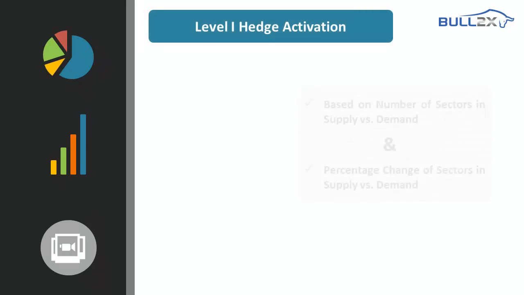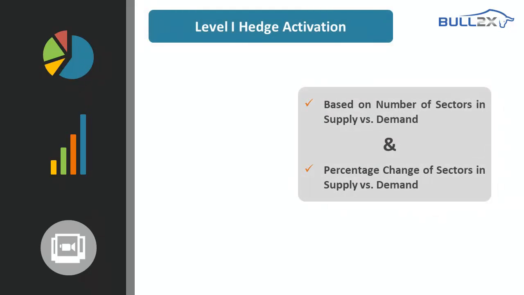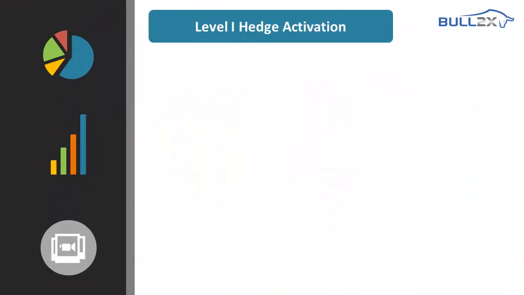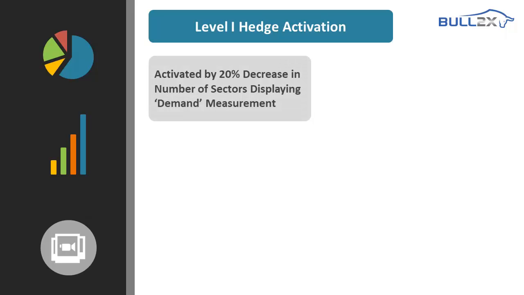We receive this measurement for 36 different sectors within the United States equity market. Our hedge is triggered by the number of sectors displaying a demand measurement and the change within the measurement over time. For example, if we see 4 sectors switch from supply to demand, the percentage change is measured and considered in our hedge placement. The goal of our Level 1 hedge is to lower the risk level during times of decreasing demand. Our hedge is only triggered when we see a 20% decrease in the number of sectors displaying demand measurements.